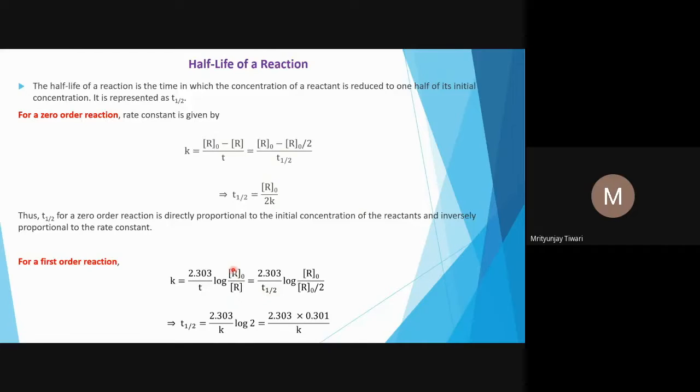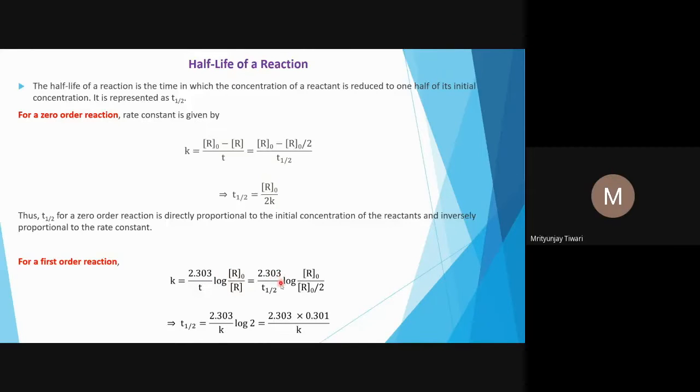And what we know, if there is more than one type of reactant, like 2 or 3 reactants involved in the reaction, then in such a case this T half depends on the limiting reagent. This is one thing that you have to understand. So anyway, 2.303 divided by T log R naught by R is the integrated rate law.